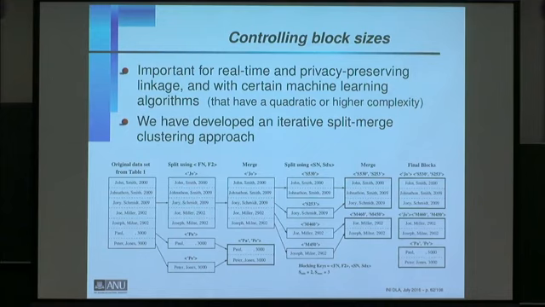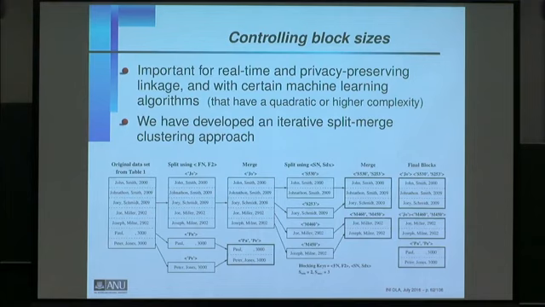On the other hand, with privacy preserving record linkage, which I'll come back to a bit later on, we want to have a minimum block size to make sure that small blocks do not reveal private information. Certain machine learning techniques have quadratic or even higher complexity in the number of records in a block. So again, we want to limit the maximum block size.